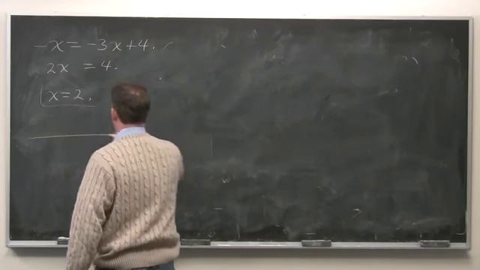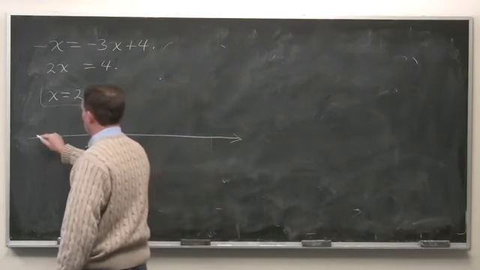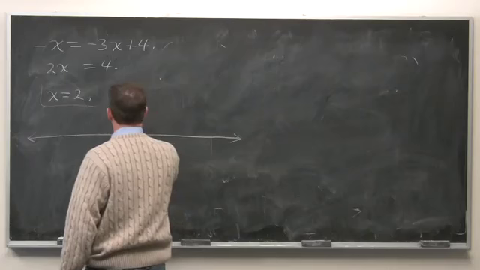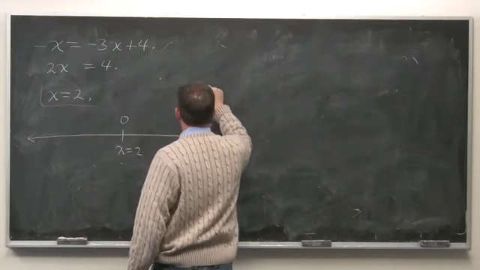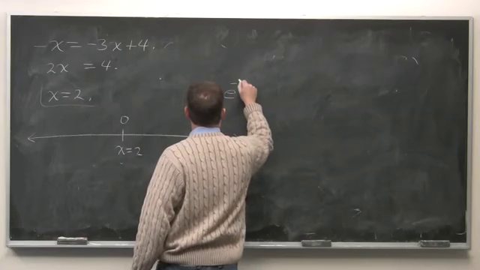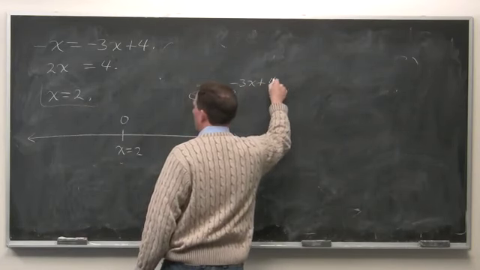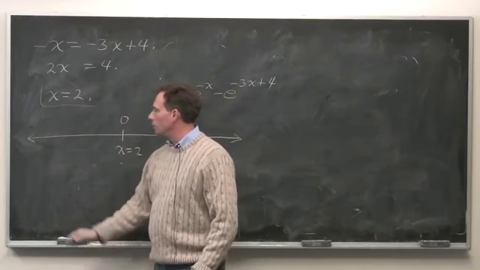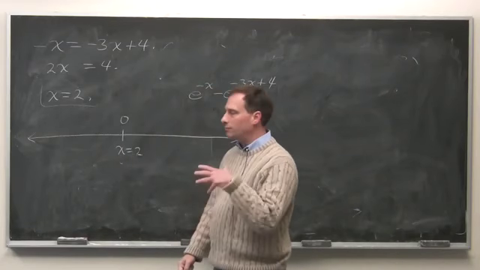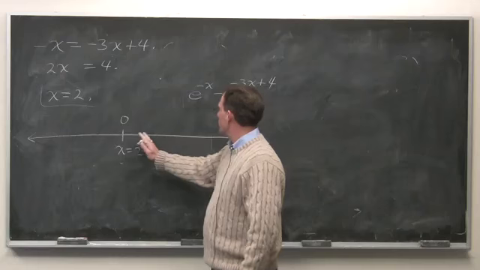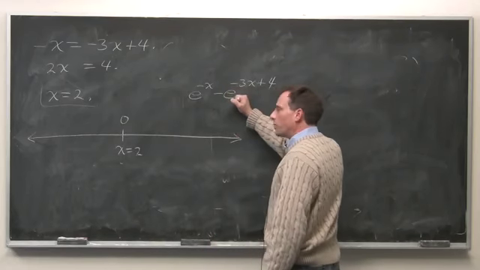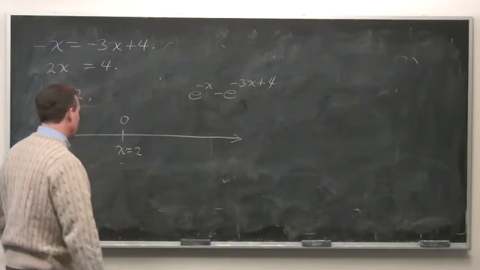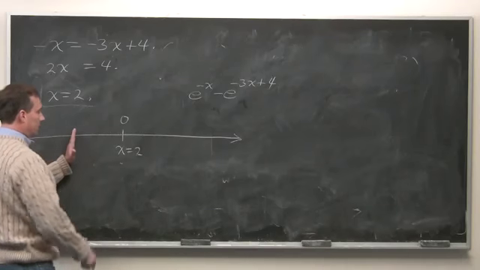And that's it. So here's a real number line. At x equals 2, we get 0 for the value of e to the minus x minus e to the minus 3x plus 4. So for all x less than 2, this function is either always positive or always negative. For all x greater than 2, this is either always positive or always negative. What's my favorite number less than 2? 0. So plug in x equals 0.